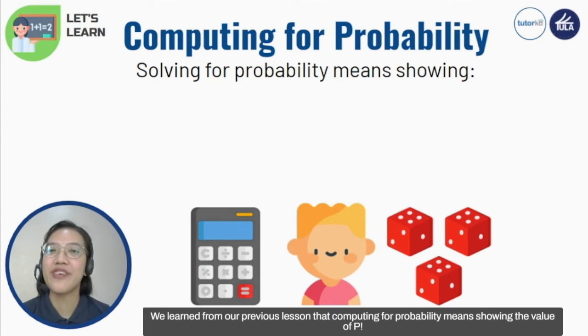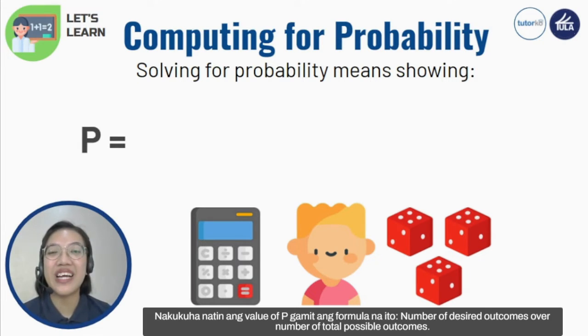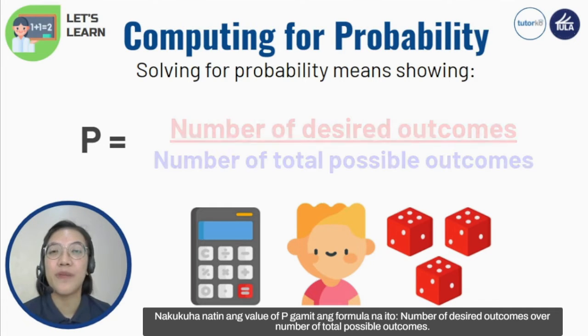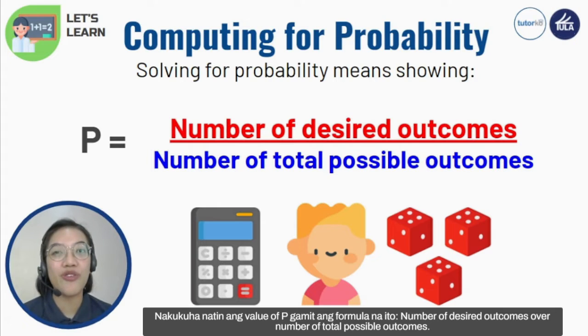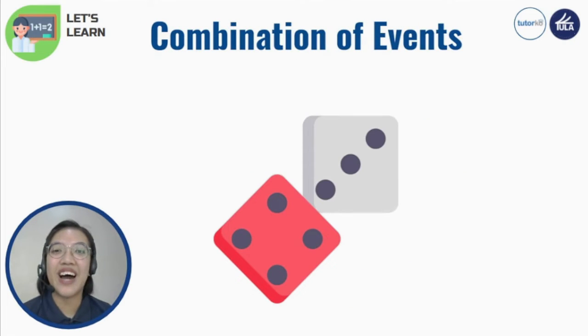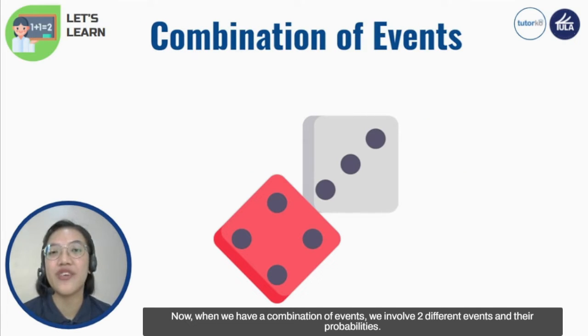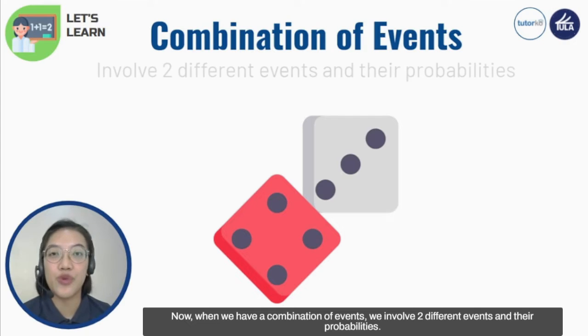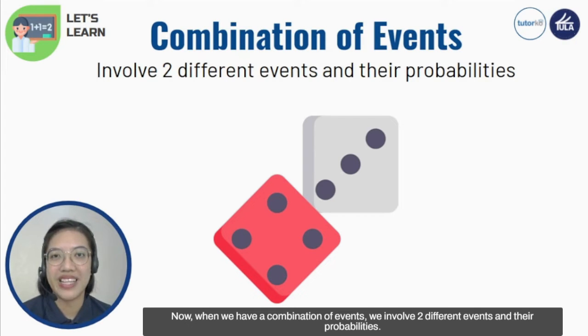We learned from our previous lesson that computing for probability means showing the value of P. Nakukuha natin ang value of P gamit ang formula na ito. Number of desired outcomes over number of total possible outcomes. We were able to use this last time to solve for the probability of single events. Now, when we have a combination of events, we involve 2 different events and their probabilities.